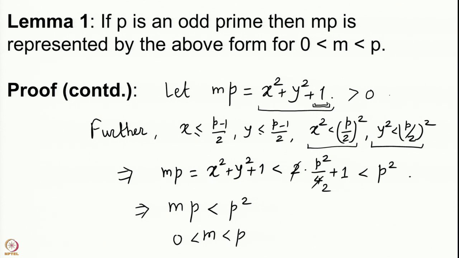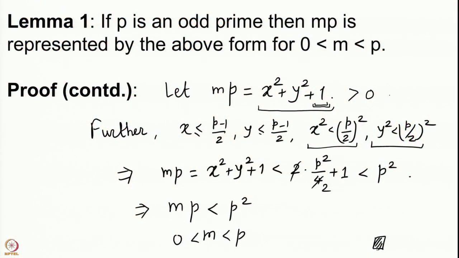We wanted to prove actually that p is represented by this form, but what we have proved is a weaker form of that statement, which is that a multiple of p, strictly less than p square, is represented by our form x square plus y square plus z square plus w square. So, this lemma 1 is proved. We now go to one more lemma and then we proceed towards proving Lagrange's theorem.